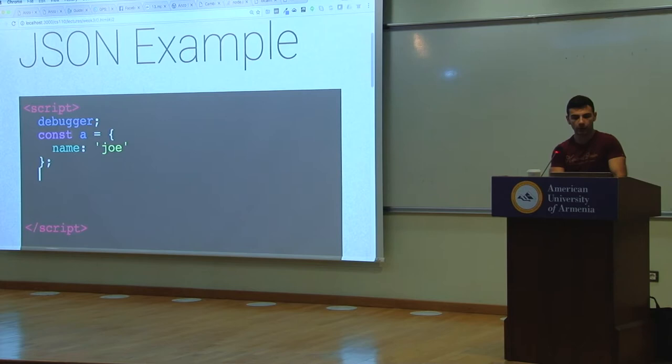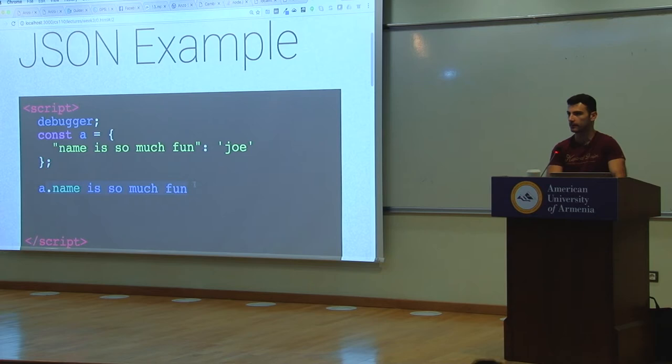The names or the keys here can't have spaces, just like variables. But if you want to have the key be a sentence, for example, you have to quote it. So you can wrap it with quotes, and then you can say, name is so much fun. Now I can't do a.name is so much fun. This is a syntax error in JavaScript. You can't have spaces in your variable names or your key names. But what you can do is open up a bracket, create a quote, close the quote, close it. Now this will return Joe.